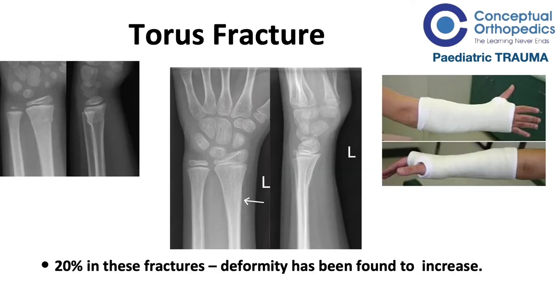And this is how we treat a torus fracture. Usually in 20% of these fractures, the deformity has been found to increase after the plaster is removed. Usually we give a plaster, depending on the age of the patient, for 3 to 4 weeks, and you need not be surprised, the deformity may increase when you remove the plaster, but if it is less than 20 degrees it molds very well. That's why if it is more than 20 degrees even initially, when there is an angulation, it has to be corrected.